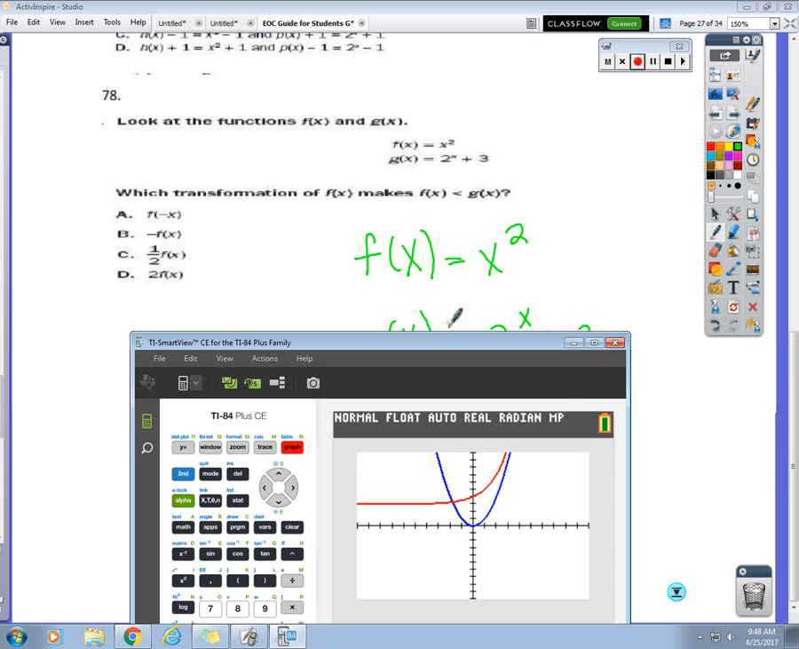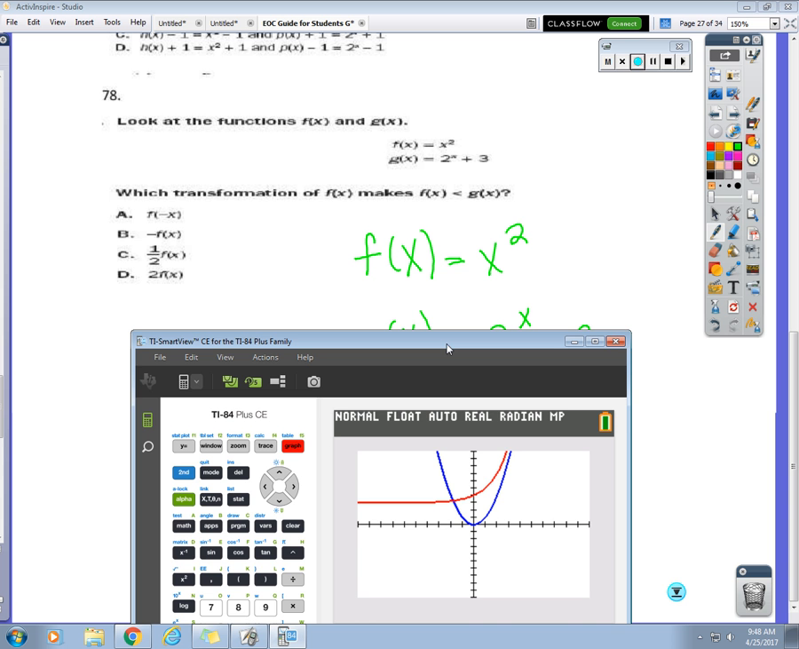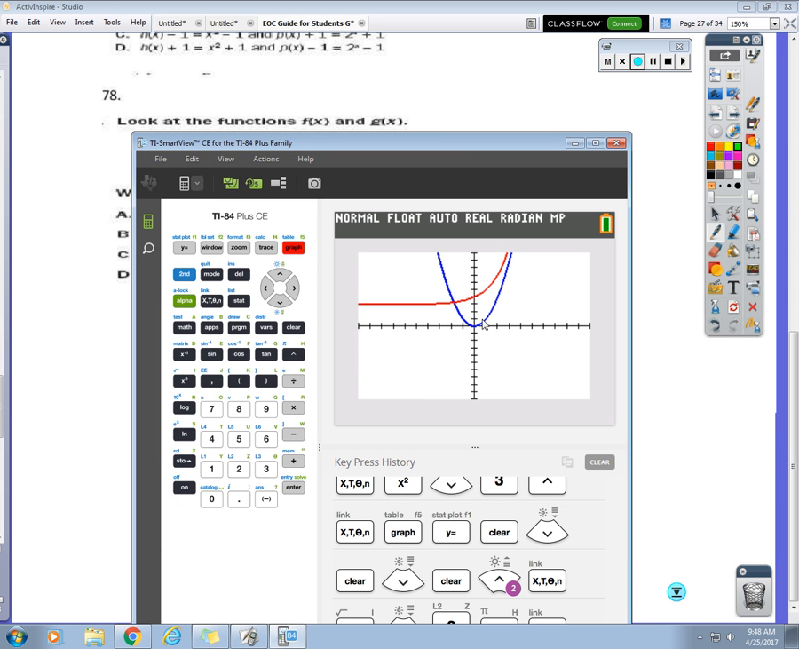Okay, let me say that again. They want to know what you would need to do to make f of x, which is the parabola, less than g of x. So we want every single point on the parabola to be lower than the exponential curve. What could cause that?